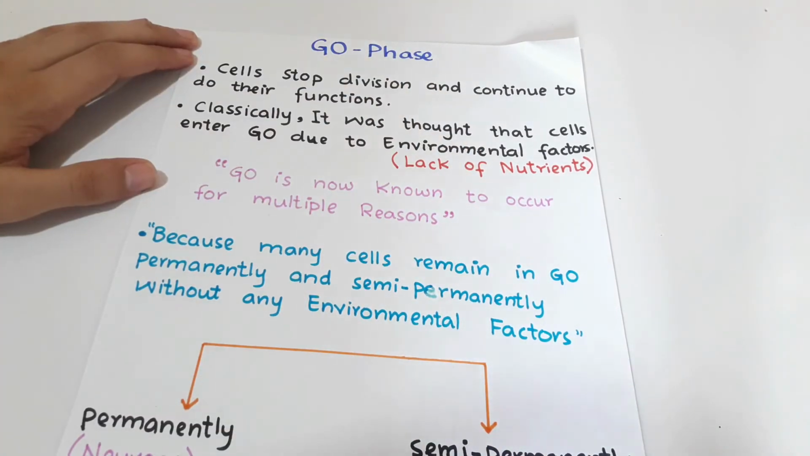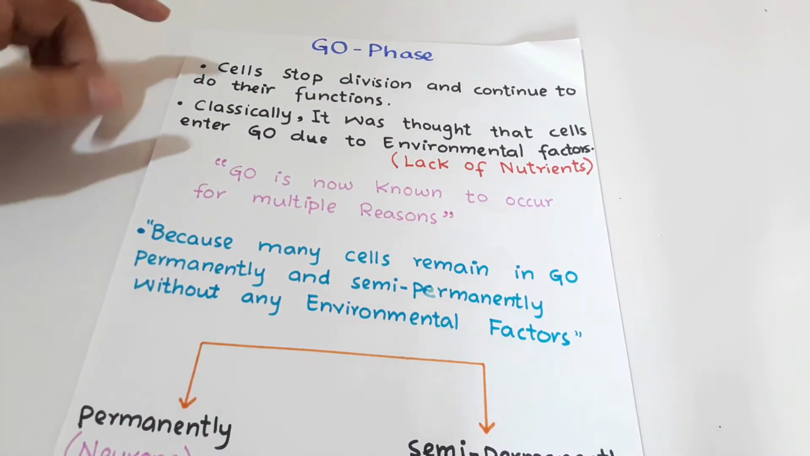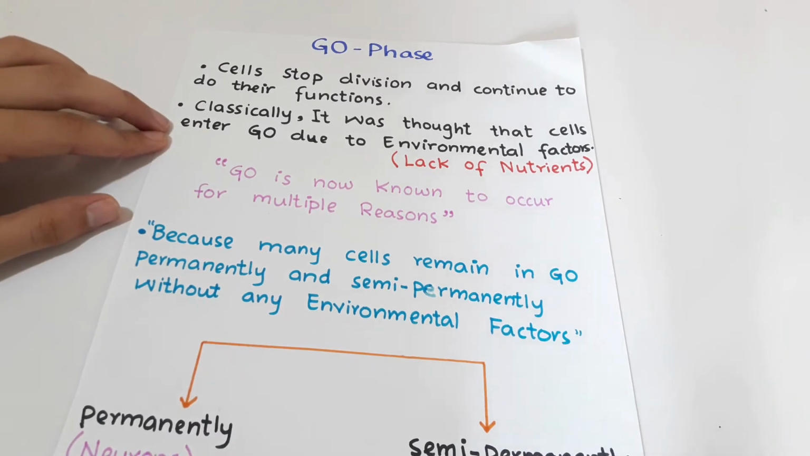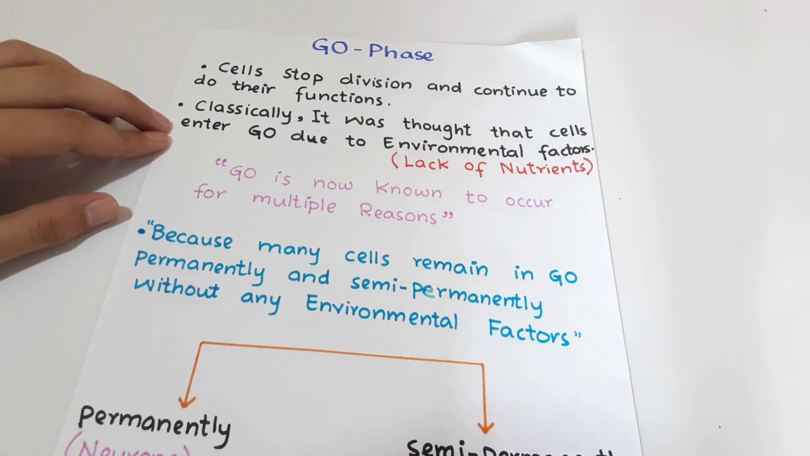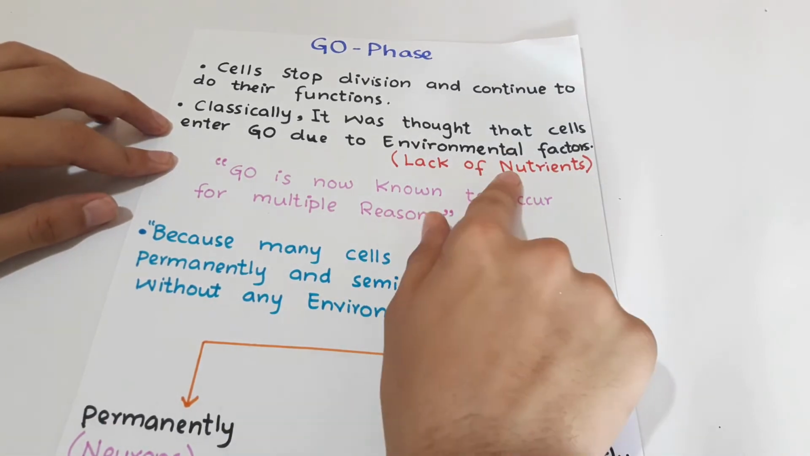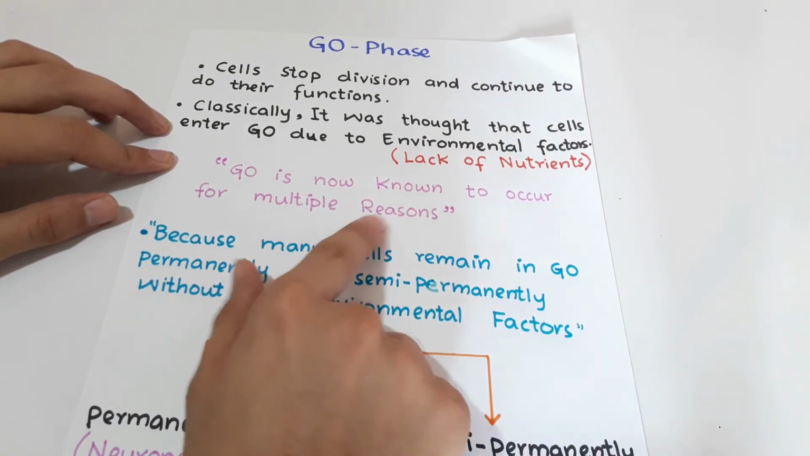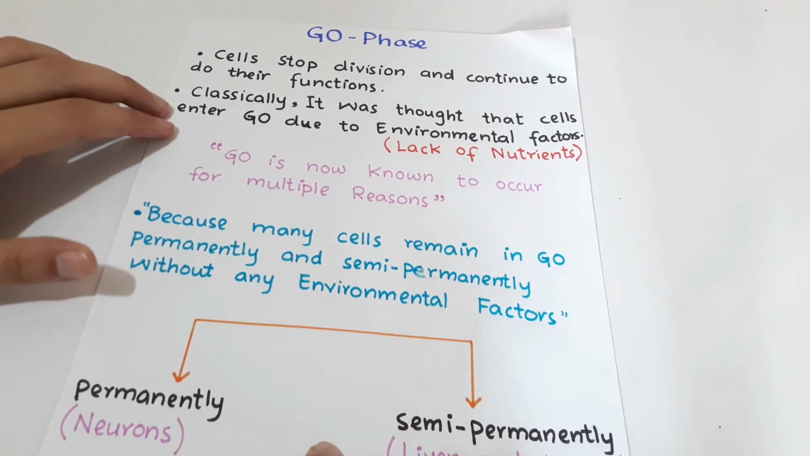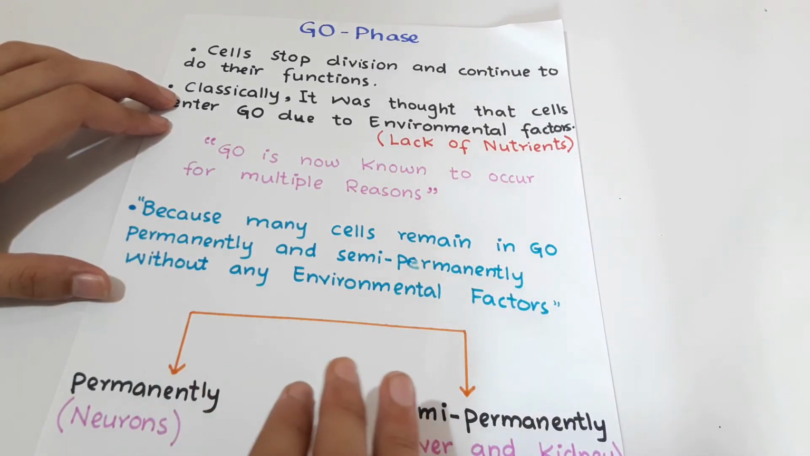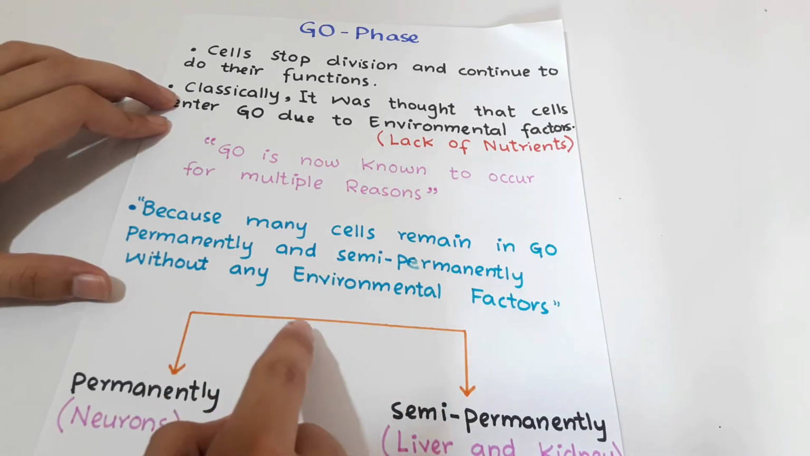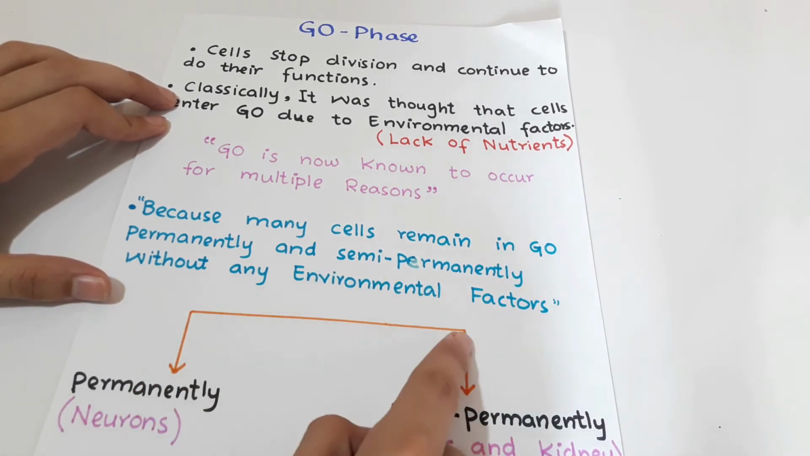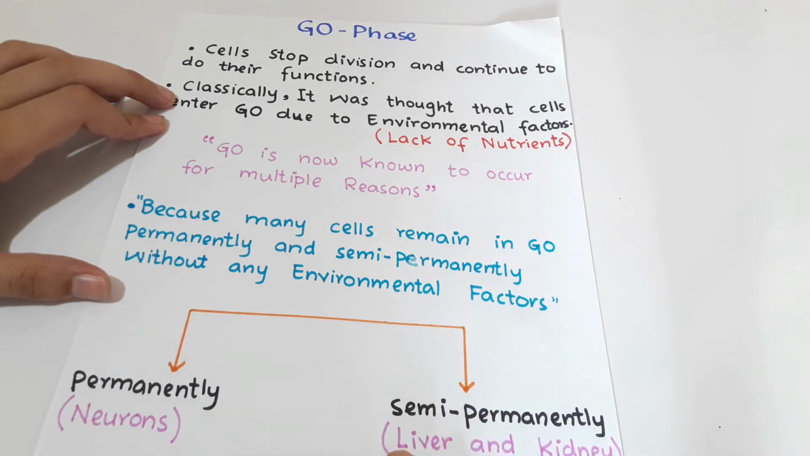When the cell doesn't have to divide, it enters into a G0 phase. At first, it was thought that cells enter into a G0 phase because of environmental factors like lack of nutrients. But it has multiple reasons, because some of our body cells enter into a G0 phase permanently or semi-permanently without any environmental factor.